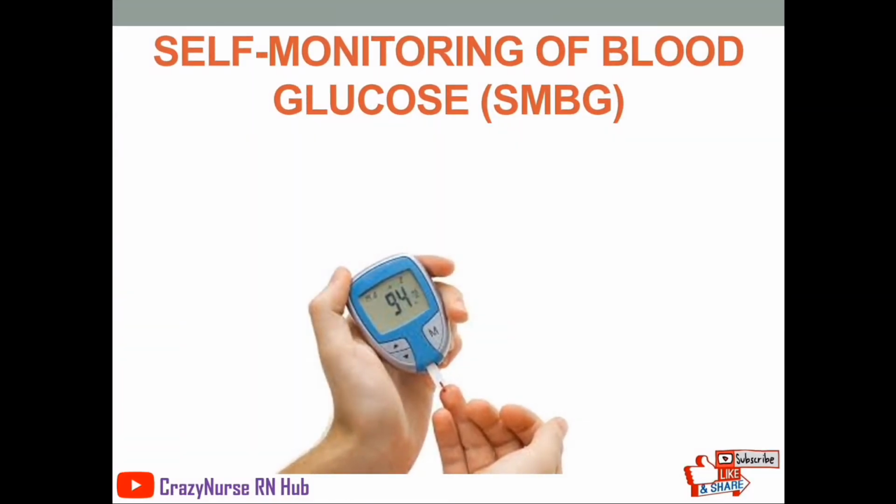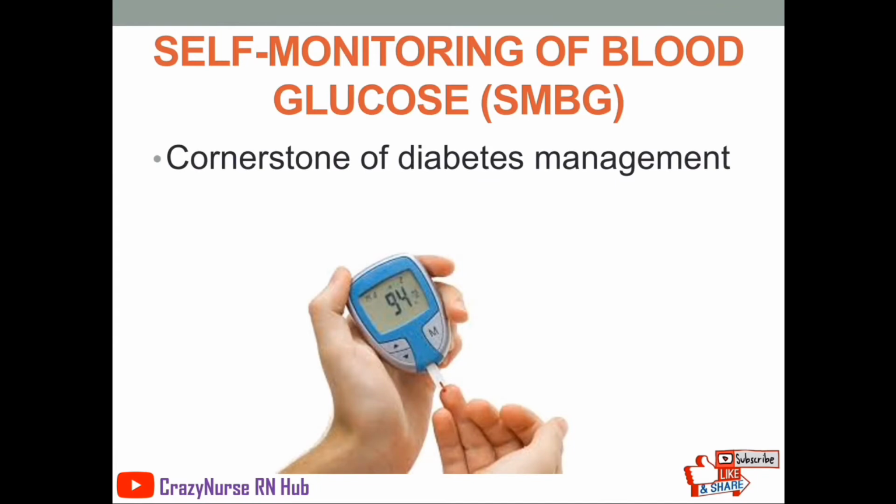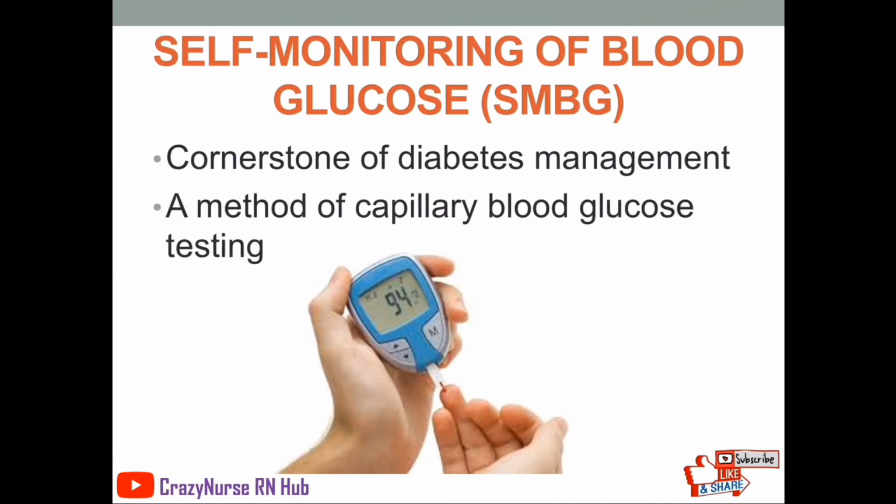We also have self-monitoring of blood glucose, or SMBG. Blood glucose monitoring is a cornerstone of diabetes management. It is a method of capillary blood glucose testing in which the patient pricks his or her finger and applies a drop of blood to a test strip that is ready for a meter.